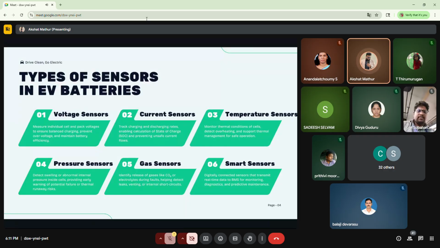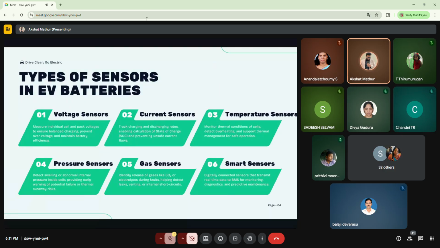Since we live in India, a subcontinent country, we expect peak ambient temperatures to go around 45 to 46, and we see every year those records being shattered. So temperature sensors are very crucial for thermal safety of EV batteries. Next are the pressure sensors. They detect abnormal swelling, which can signal early stage failure.